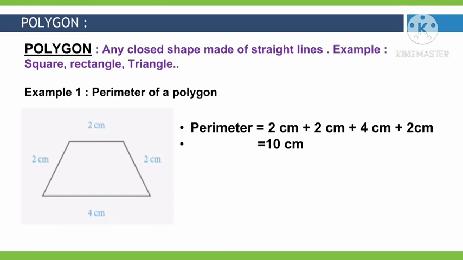Before going to perimeter, you should know what a polygon is. Polygon is any closed shape made of straight lines. For example, square, rectangle, triangle, all are polygons. It is a closed shape which is made out of straight lines. Okay, now look at the first example.